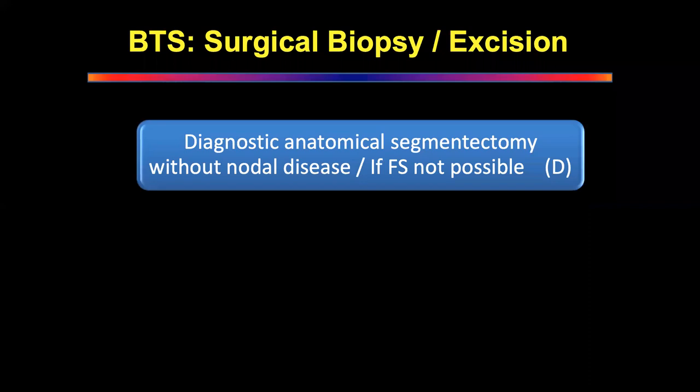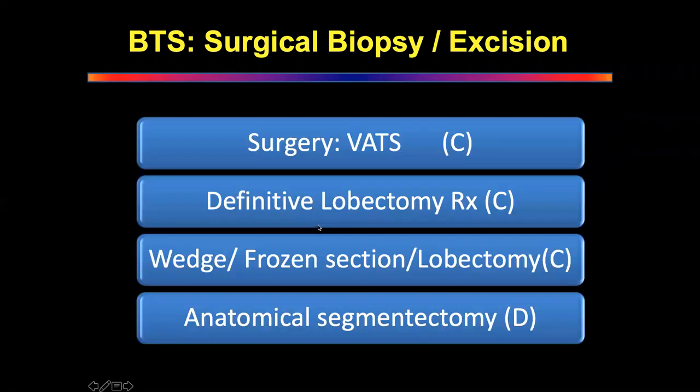There is some role for anatomical segmentectomy if frozen section is not possible. So if it's a deep lesion or a central lesion and you can't get a frozen section, you can't wedge it out, then they say you can do a segmentectomy. You understood this point or no? Let me go back to this one.